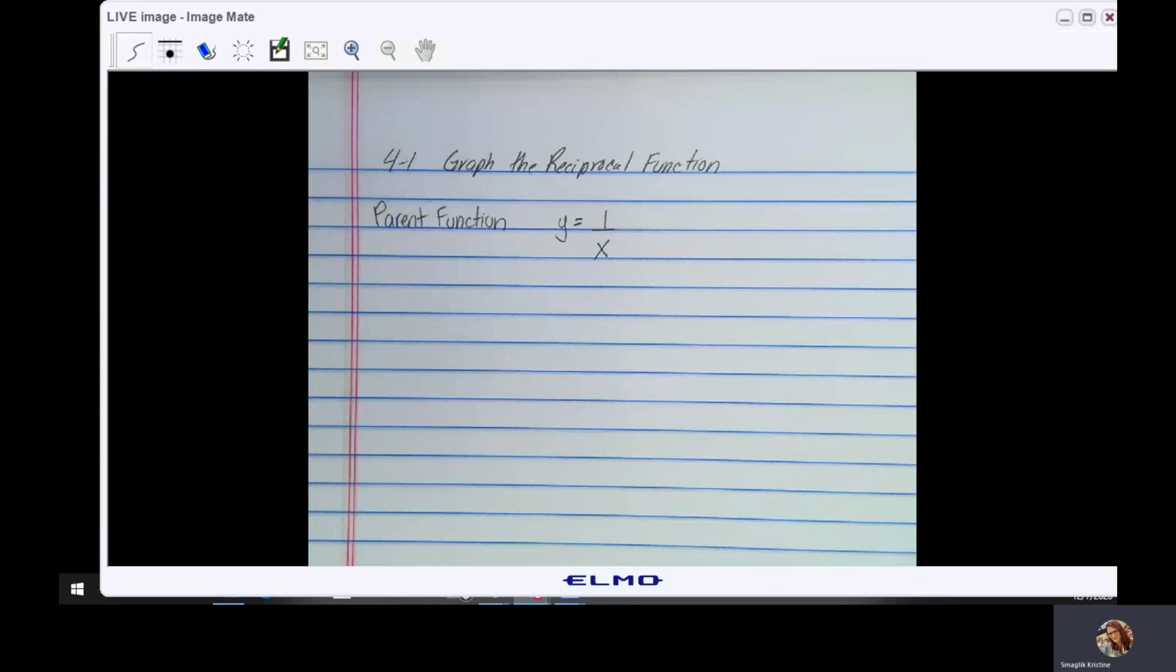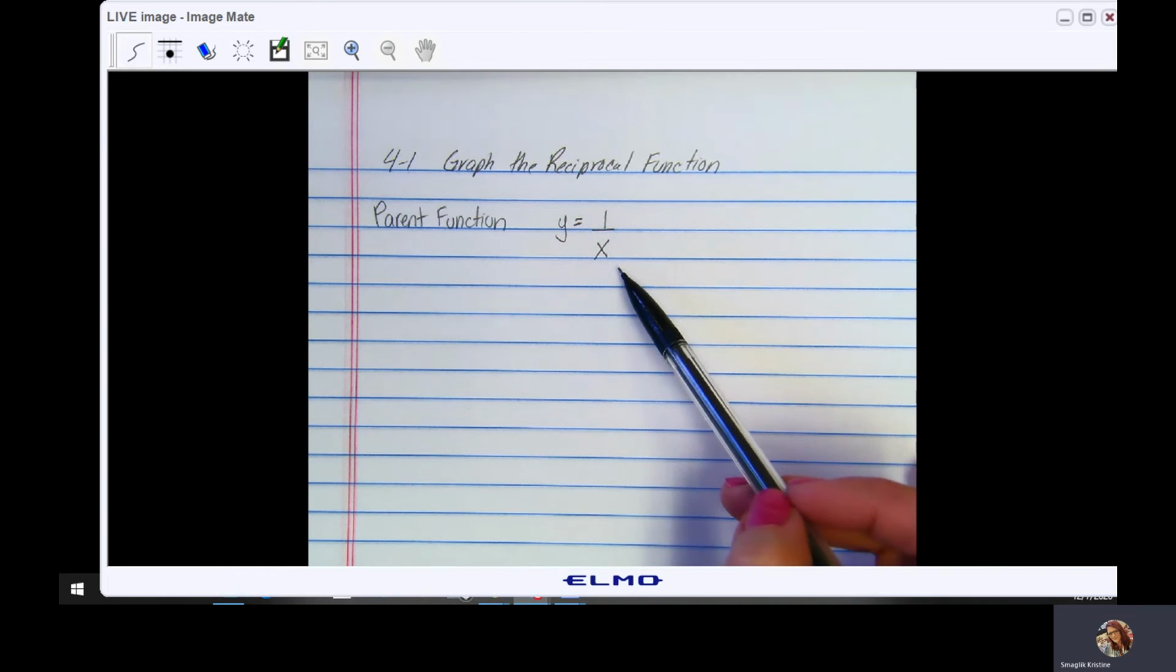Let's look at 4.1, graph the reciprocal function. Here's your parent function. This is your parent function for any kind of rational function. Remember, rational means you have fractions. So let's take a look at this. Now, we'll start out by discussing domain.